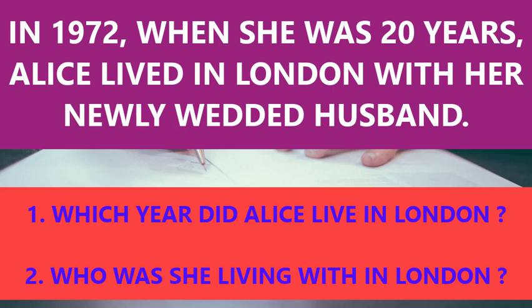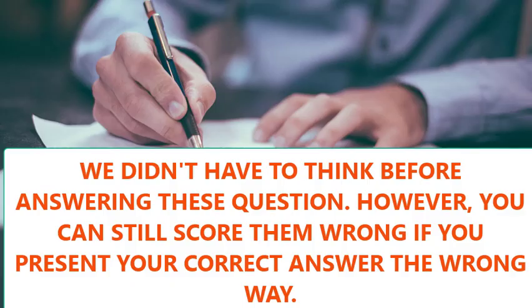Of course, the answer to question 1 is she lived in London in the year 1972. And that of question number 2 is she lived in London with her husband. Simple, isn't it? We didn't have to think or read between lines before answering these questions.